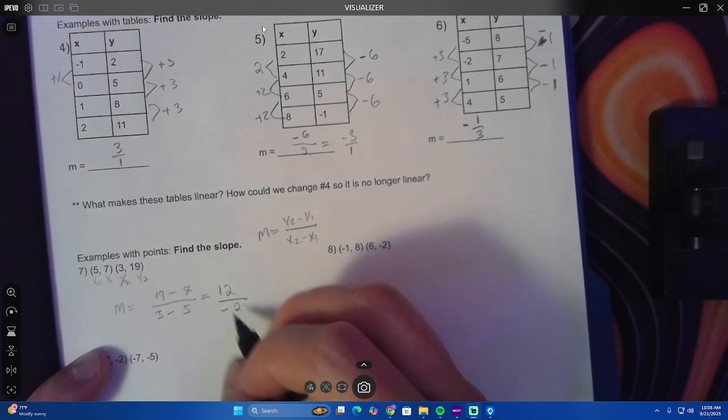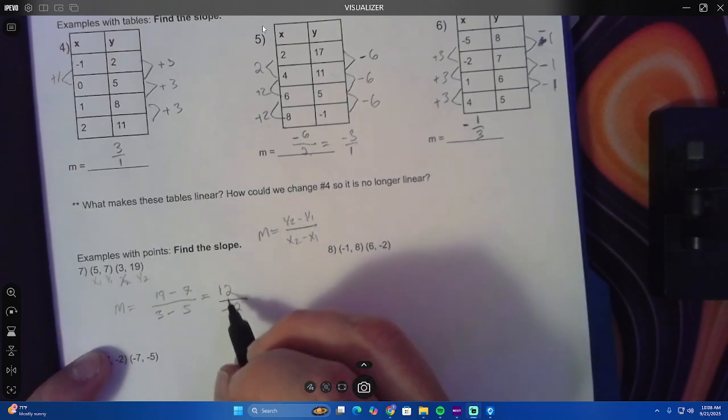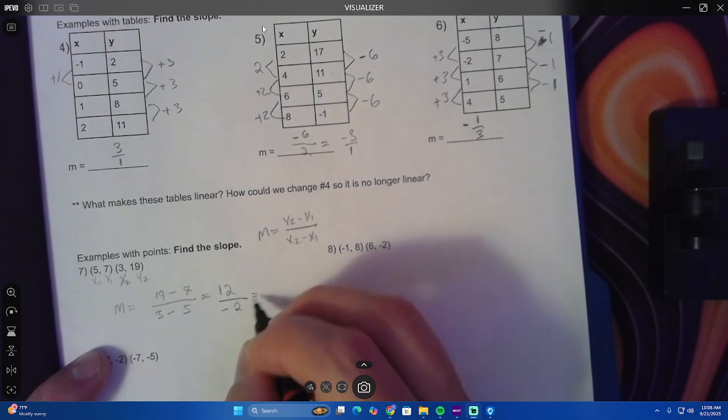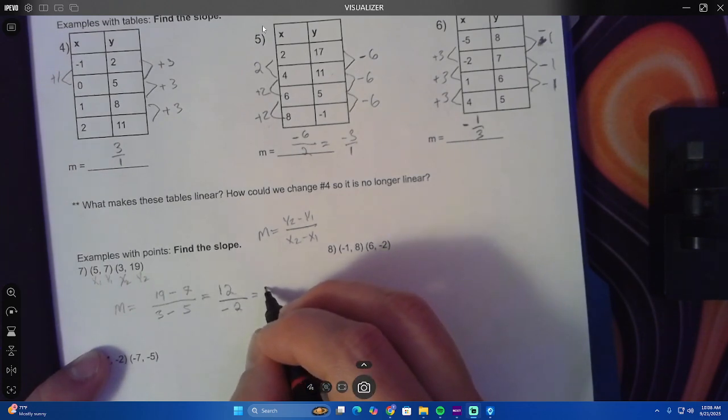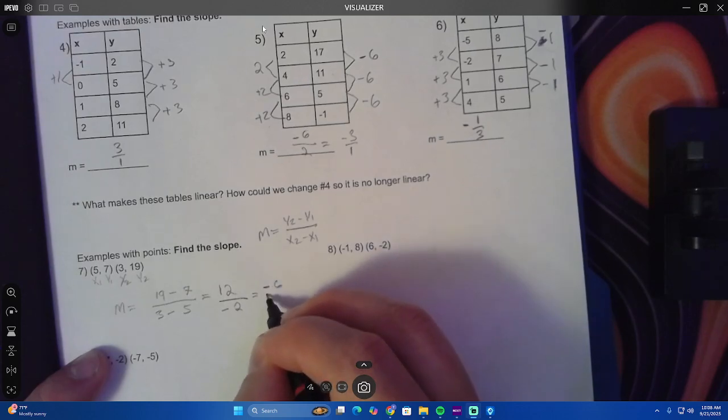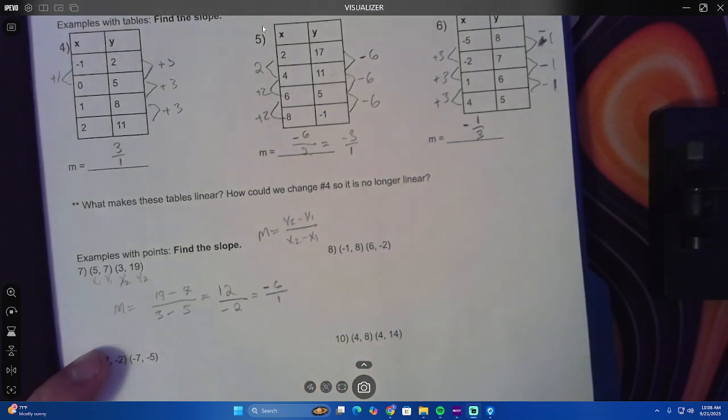Now I do want to simplify this here. Remember, all fractions are division problems, so 12 divided by negative 2 leaves me with a fraction of negative 6 over 1.